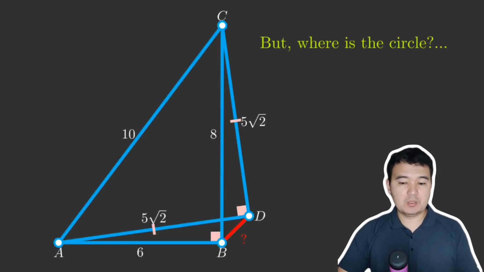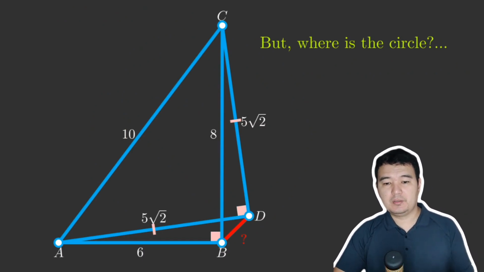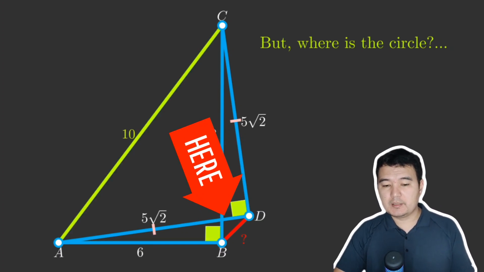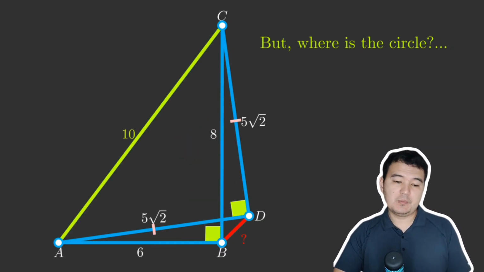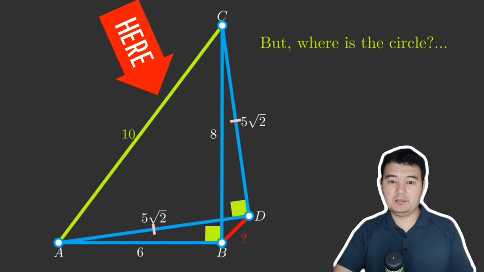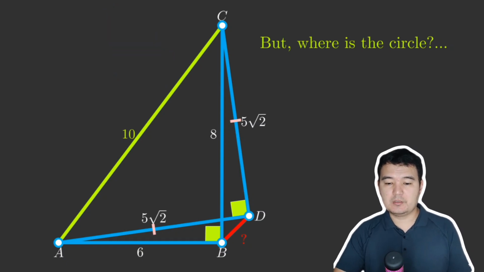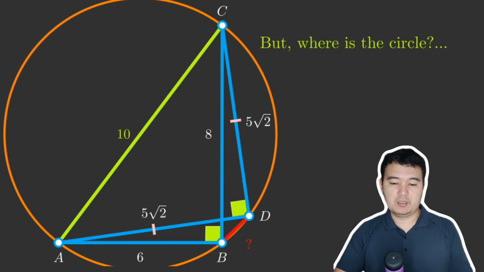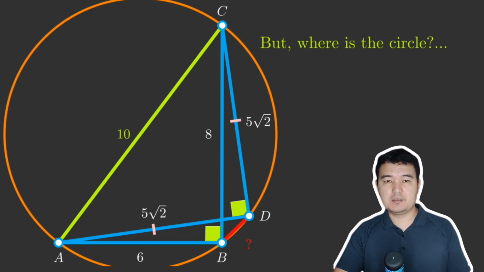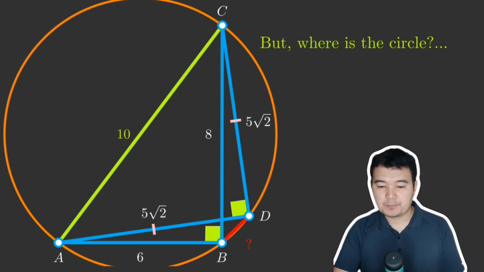However, in our figure we don't have a circle. So where is the circle? This is going to be our third idea in this problem. When you have two right angles subtending the same segment AC, like in this picture, you can always draw a circle around that quadrilateral ABCD. So that's the third idea for today.